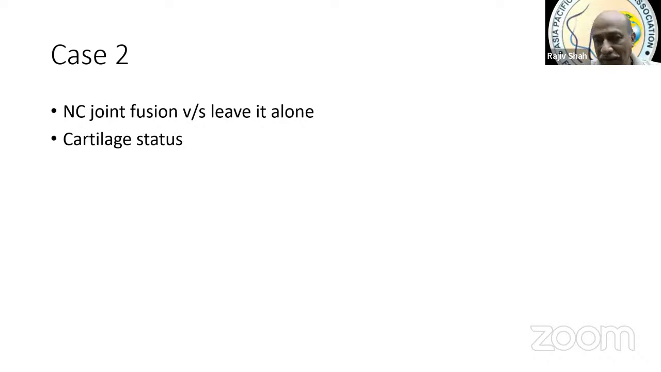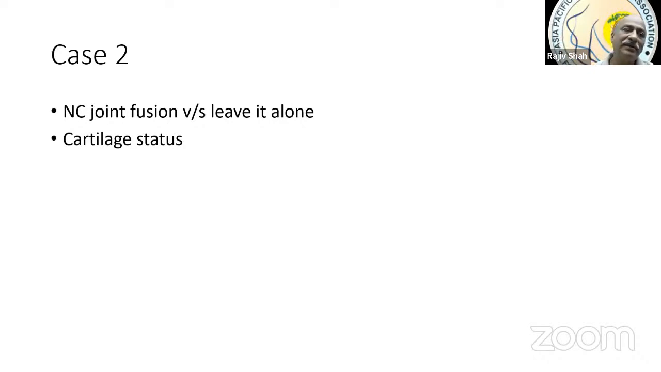And then the answer could be that if the second cuneiform is dislocated dorsally, and for a pretty long time it remained dislocated, and the cartilage of the naviculo-cuneiform joint is degenerated or very loose, then obviously naviculo-cuneiform fusion would also be required. If it is not so, you can just reduce it and leave it like that. You may say that you would like to fuse first, second, third tarsometatarsal, intertarsal, and naviculo-cuneiform joint. Then also you are right.